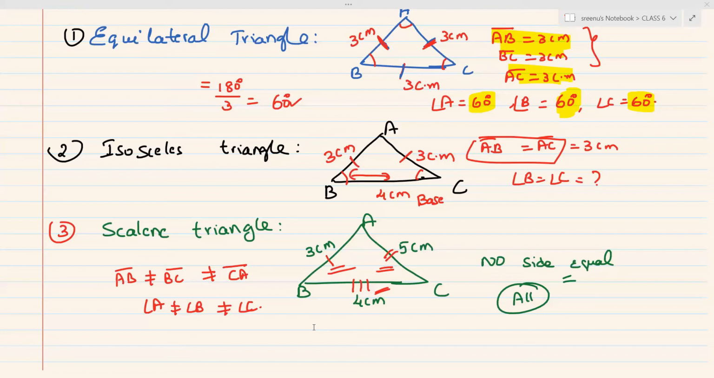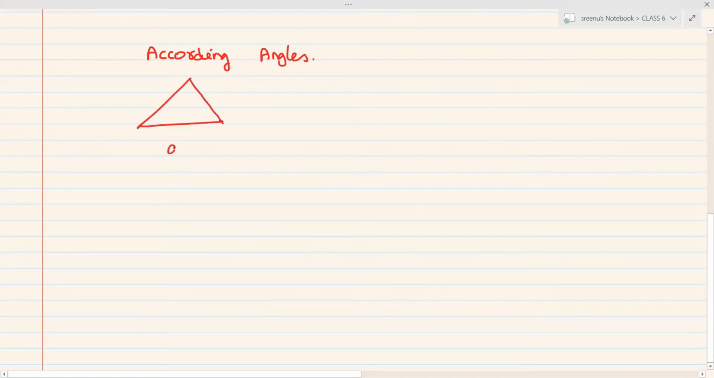So next, these are the classification of triangles according to the sides. Now let us define the classification of triangles according to the angles. So here also we have mainly three types of triangles. There are three types. So here I go with the first triangle. I will name it as acute angle triangle.